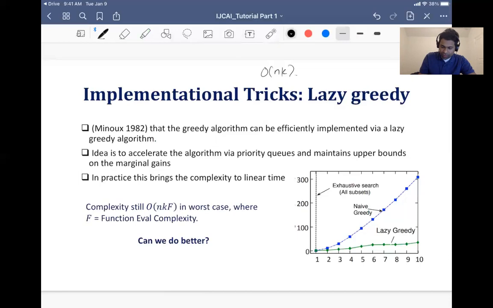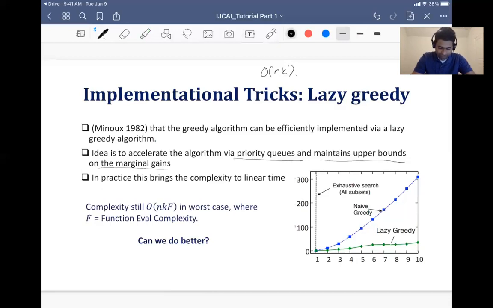So there are two kinds of variants of this which we'll study. The first is what's known as the lazy greedy algorithm, and the lazy greedy algorithm does the following. It implements priority queues and maintains upper bounds on the marginal gains, and based on the priority queues it decides whether to pop an item or not, and it implements this in a lazy manner.